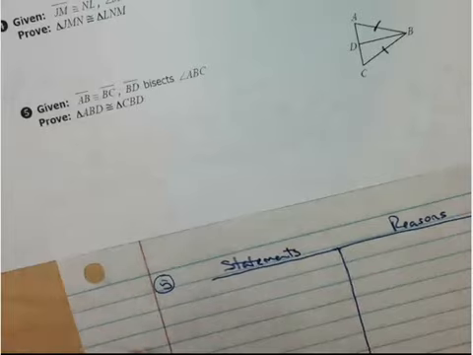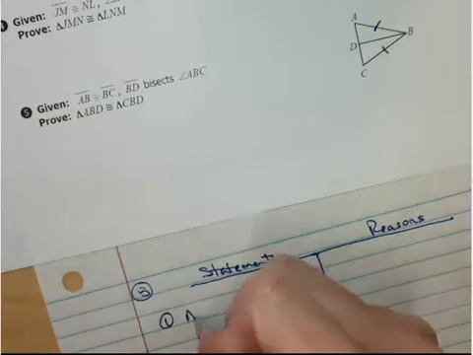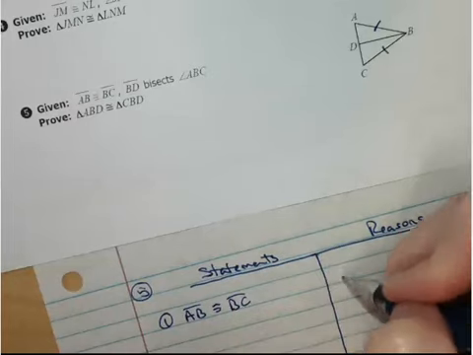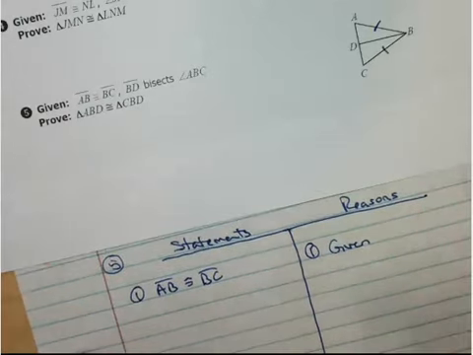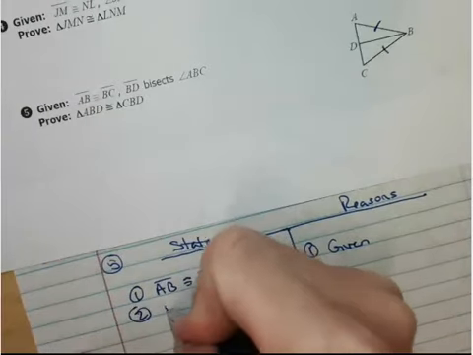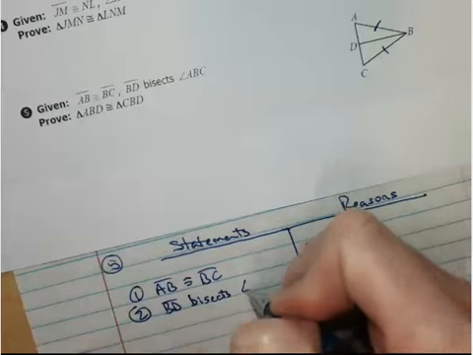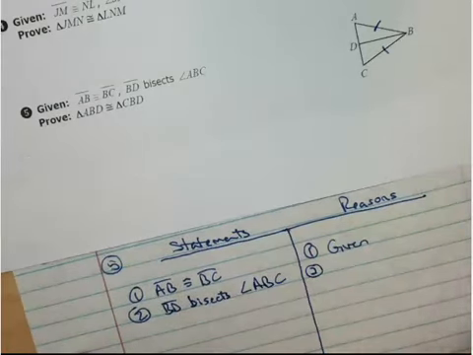All right, so let's go ahead and start writing out our proof. I want to get my given statement, so I have AB is congruent to BC, and that is given. And then I'm going to say next that BD bisects angle ABC. Okay, and that's given as well.